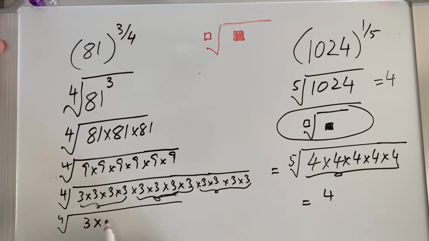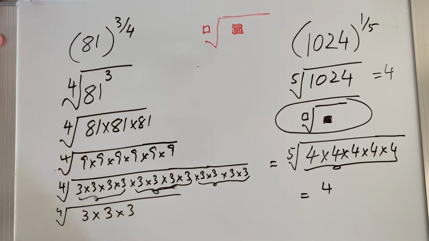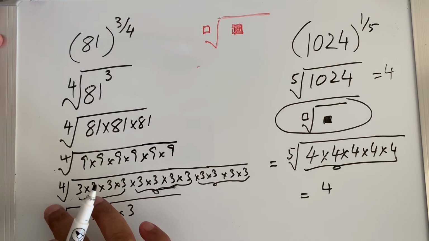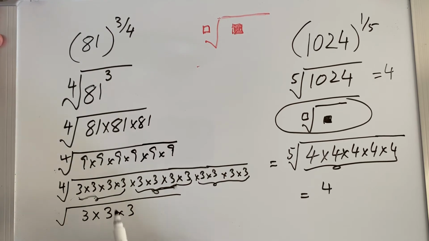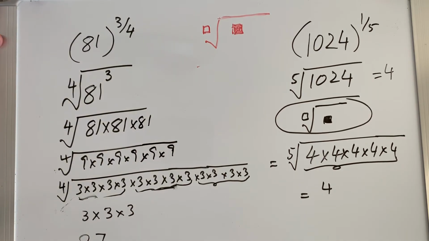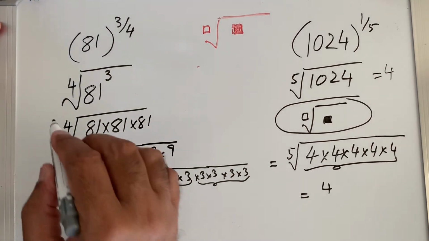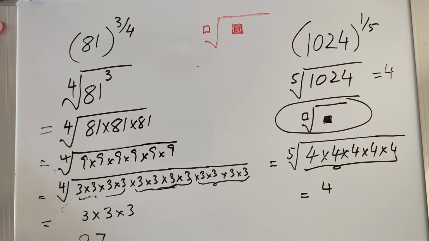So I have now 3 times 3 times 3, right? So what I have now, 3 3 is 9, 9 3 is 27, right? Now I already grouped it, so this 4 is gone. So my answer is 3 times 3 is 9, 9 3 is 27. So my answer is 27, right? So it's 3 into 3 into 3. And when I take it 4 times, I have 3 3 is 9, 9 3 is 27. So that's how I get the fourth root of this question.